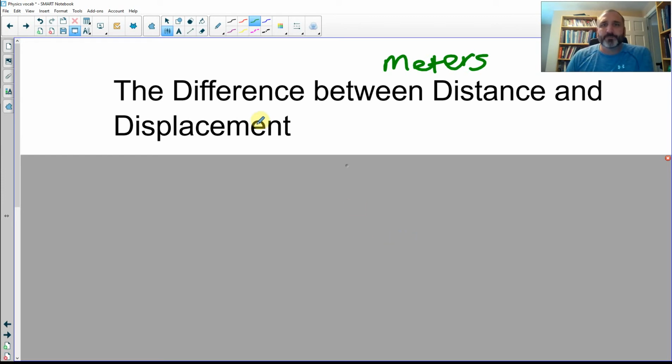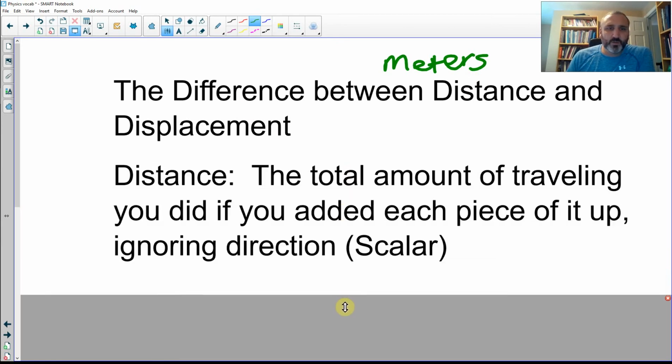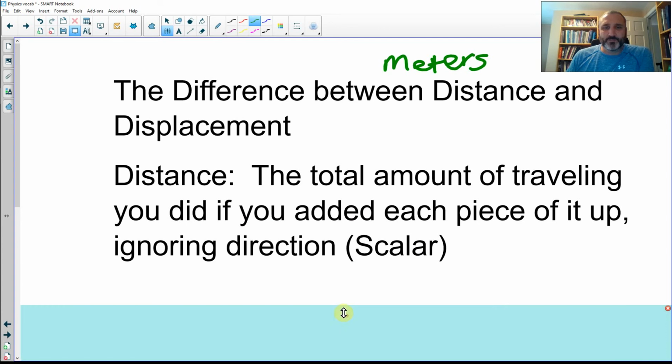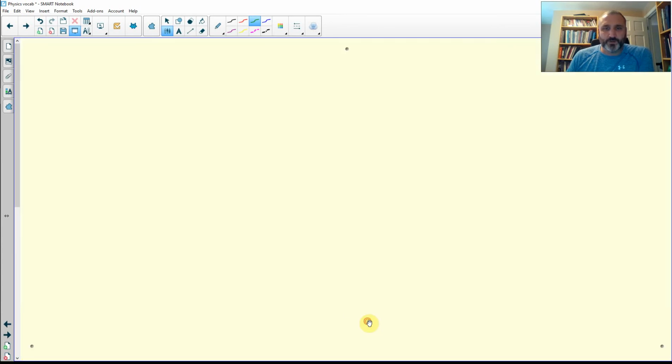But to talk about distance versus displacement, distance is the total amount of traveling that you did if you added each piece of it up, ignoring the direction. And the big idea here is distance is a scalar. And that's a really, really weird definition, and I don't want you to get freaked out by it.